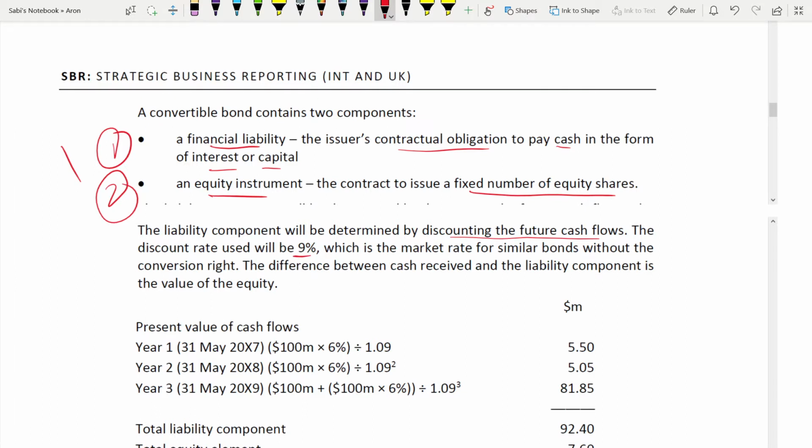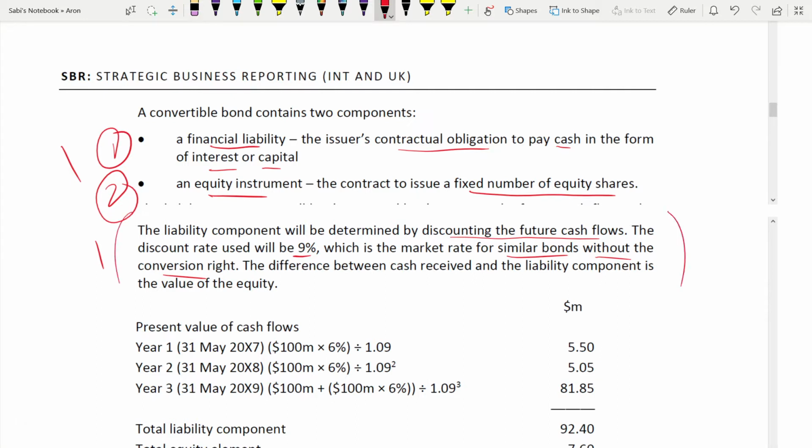Discount future cash flow using this discount rate. You have to say which discount rate you are going to use to discount future cash flow, which is the market rate for a similar bond without the conversion right. Okay? And how do you find this thing? Here you will get 1 mark. Why? Because you are now telling how to calculate. You are explaining without calculating first. This is your explanation part.